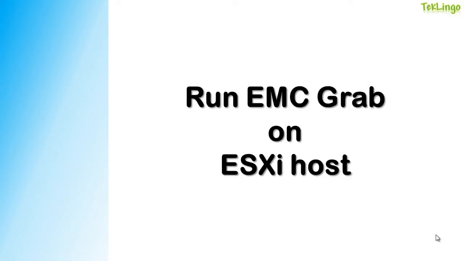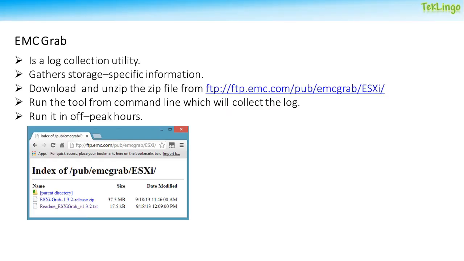In this video, I'm going to show you how you can run EMC Grab on an ESXi host. EMC Grab is a log collection utility that runs locally on an ESXi host and gathers storage-specific information such as HBA driver version, LUN details, etc. It can be used for planning upgrades and troubleshooting issues.